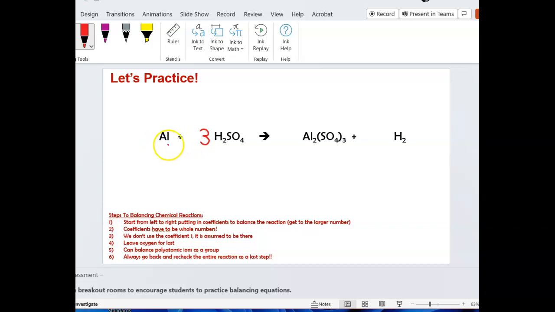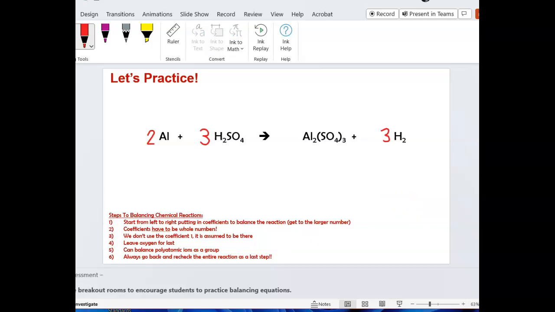So I have 1 aluminum that went in and 2 came out. So I need a 2. I already did the sulfates. Let's look at the hydrogen. I have 3 times 2, 6 hydrogens that went in, and 3 times 2, 6 hydrogens that came out. And again, 3 sulfates went in and 3 sulfates came out, and therefore balanced.